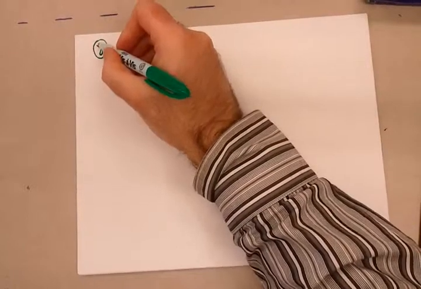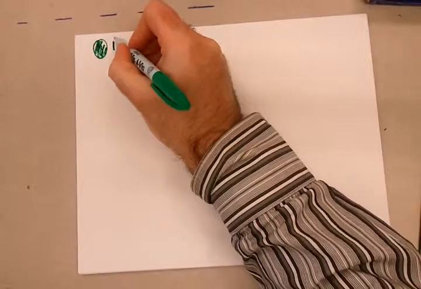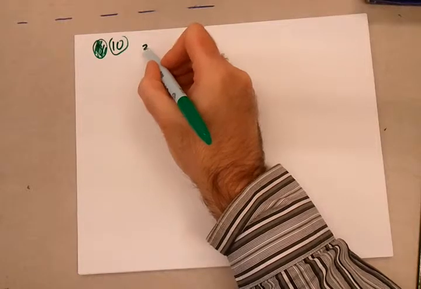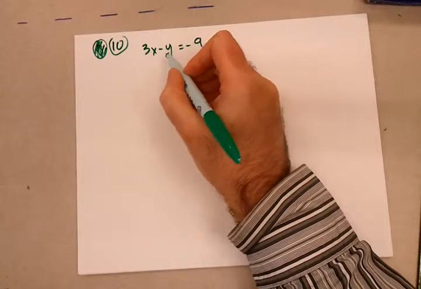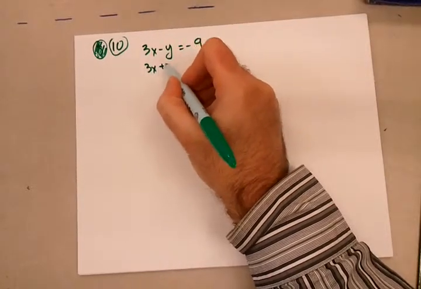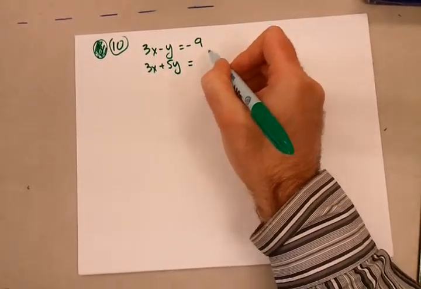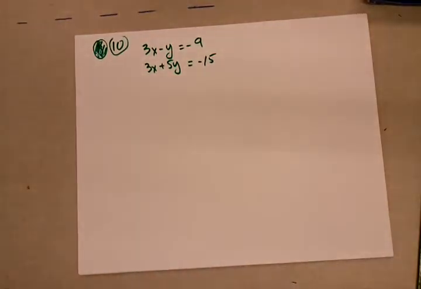Number 8 says, graph the linear system, then use the graph to tell whether the linear system has one solution, no solutions, or infinitely many solutions. Okay, well, sorry, I'm doing number 10, not 8. I'm leaving 8 for you, which I think is a little easier. So 3x minus y equals negative 9, and 3x plus 5y equals negative 15. They're asking us to graph, which means the best way to graph is slope-intercept form.